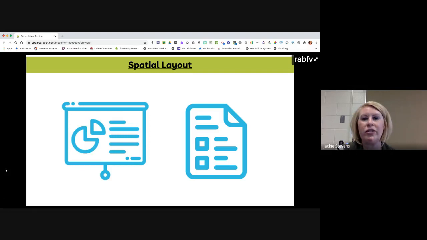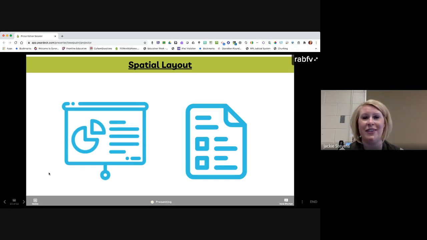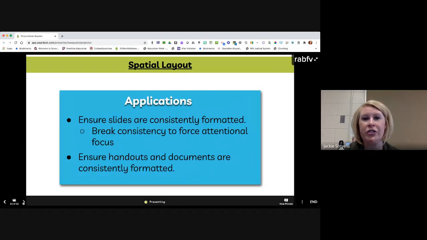So they know where to find the keywords. They know where to find the topic. They know where to find the extra information. And so having a consistent layout actually frees up their brain space to learn more of what it is you're teaching. So a really simple thing to do is having a consistent layout. It actually saves you time because you don't have to come up with something new every time. So ensure slides or handouts are consistently formatted.